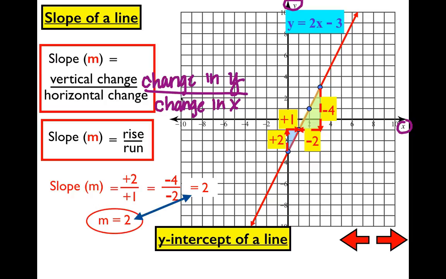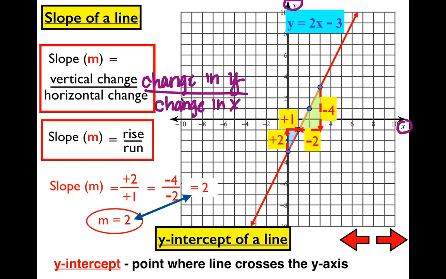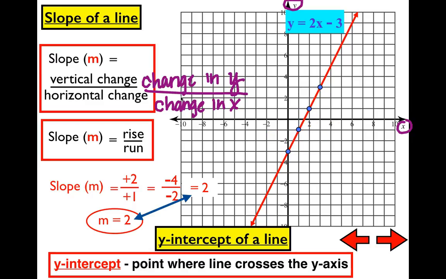So what is the y-intercept of a line? Well, the y-intercept of a line is the point where the line crosses the y-axis. So with all the things removed, where does the red line intersect the y-axis? It occurs right there, and that ordered pair would be (0, negative 3). So I would say my y-intercept is (0, negative 3).